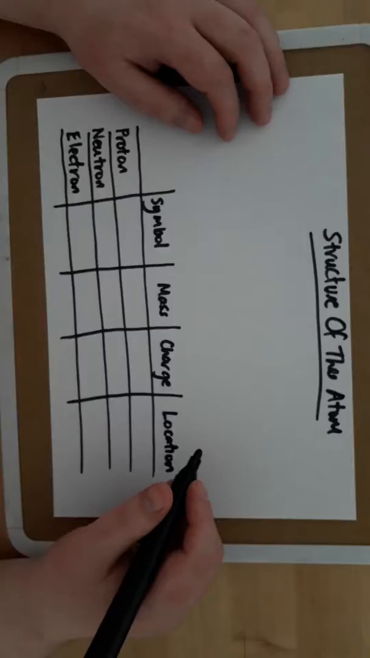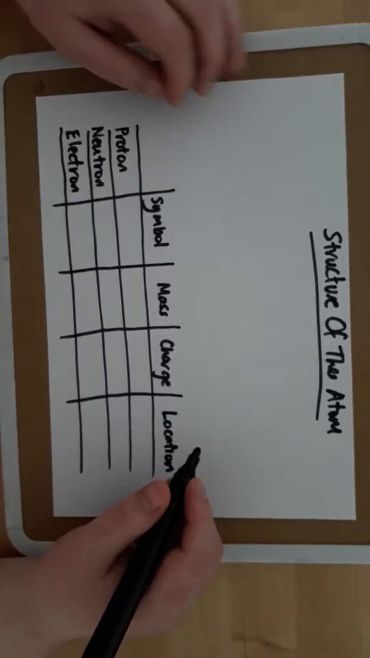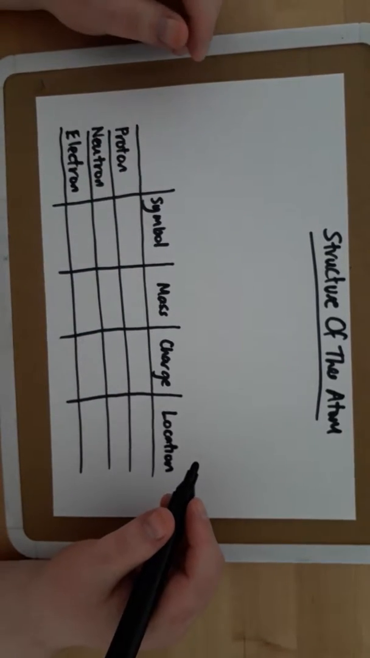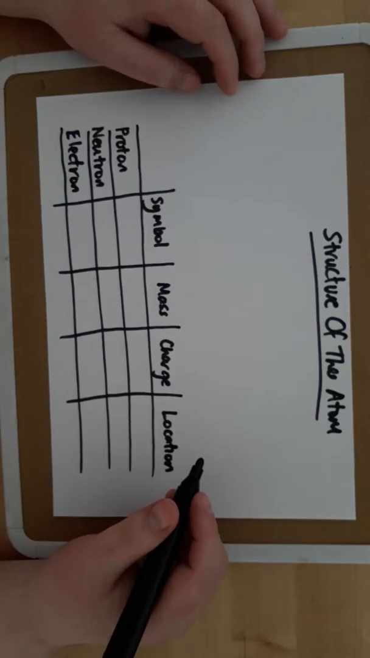However, a skill that we need to know is how to draw the atom, how to label it, and we need to know about these things called protons, neutrons and electrons and the various different parts of them: the symbols, the mass, the charge, where we find them in the atom.